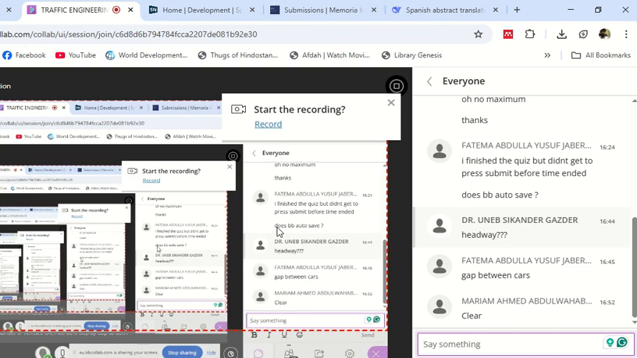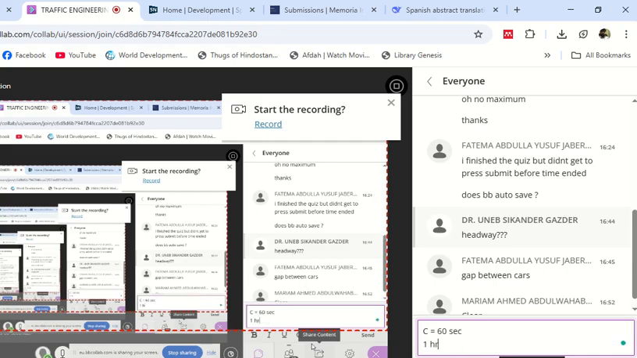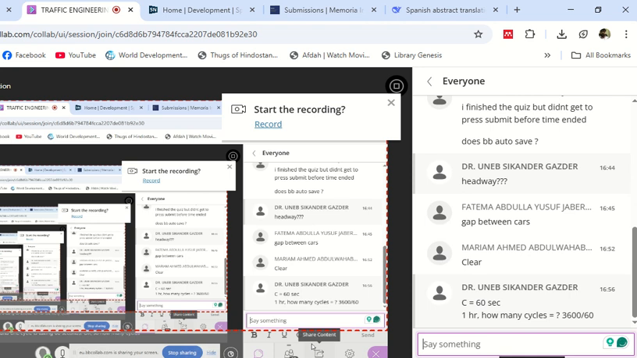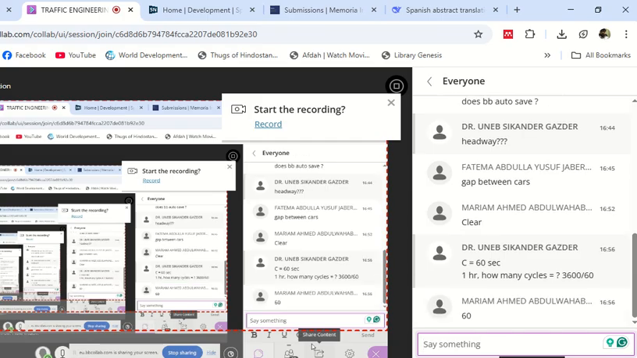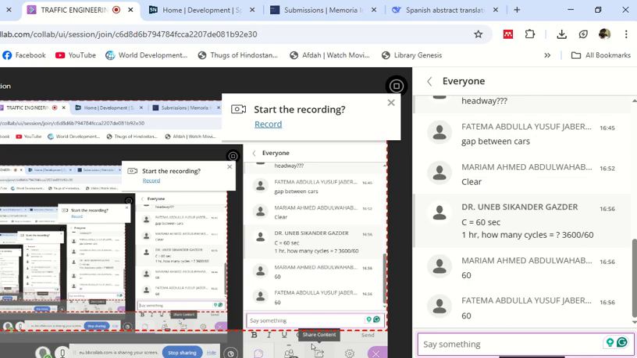First of all, one cycle takes 60 seconds. So in 1 hour, how many cycles can I have? 1 hour has 3600 seconds and one cycle takes 60 seconds. So how many cycles do I have in 1 hour? Yes, 3600 upon 60, how much? Okay, so in 1 hour I have 60 cycles.